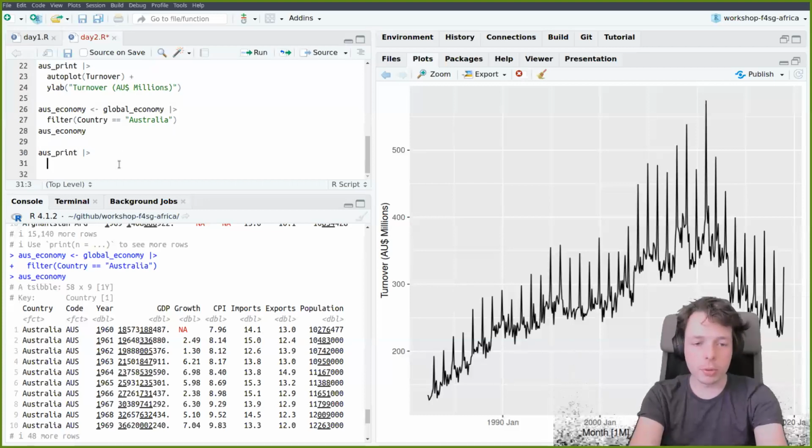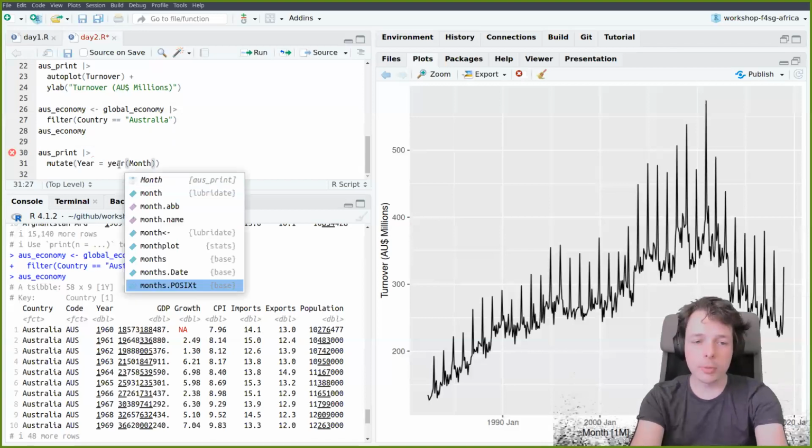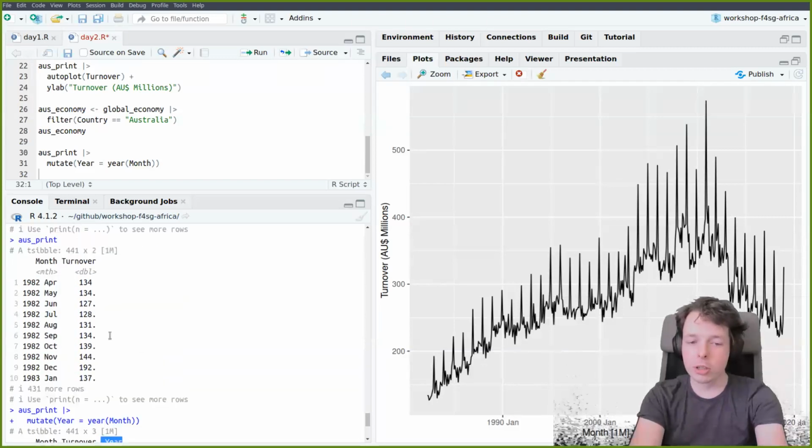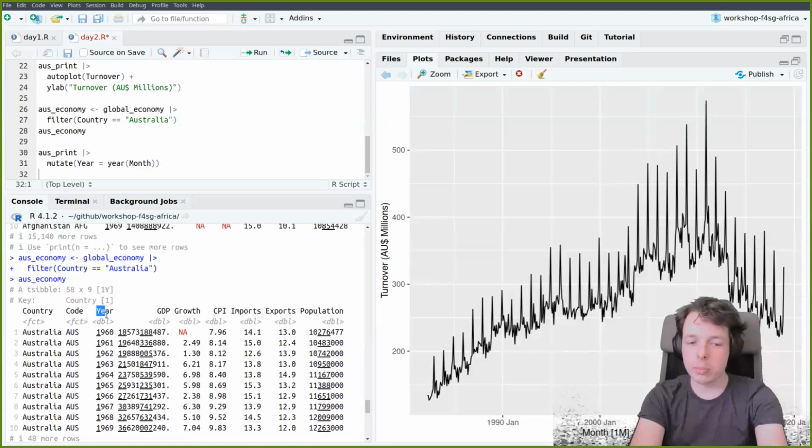So with Ozprint, we will mutate the data to add a new column called year, which will be the year of my month variable. So I've taken my index column, my month, and just calculated the year that that month was in. So 1982, I have my number. And then I can use this year variable to join up the data set with my Australian economy year column.